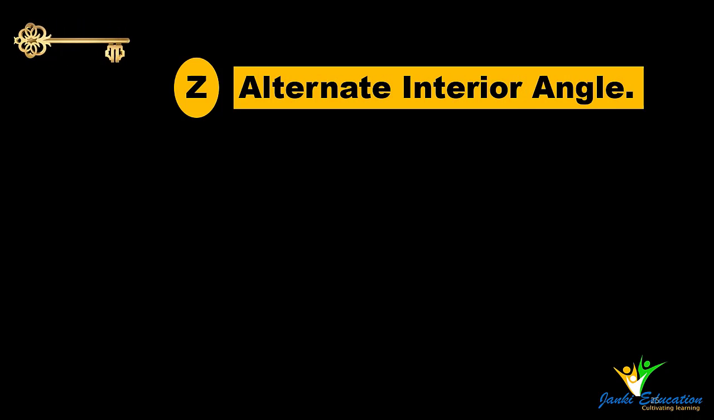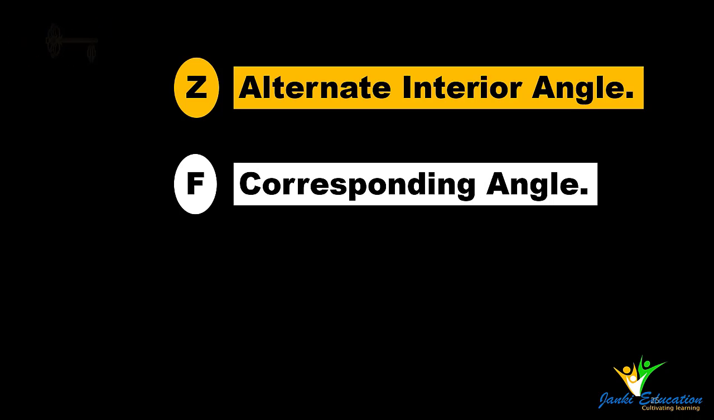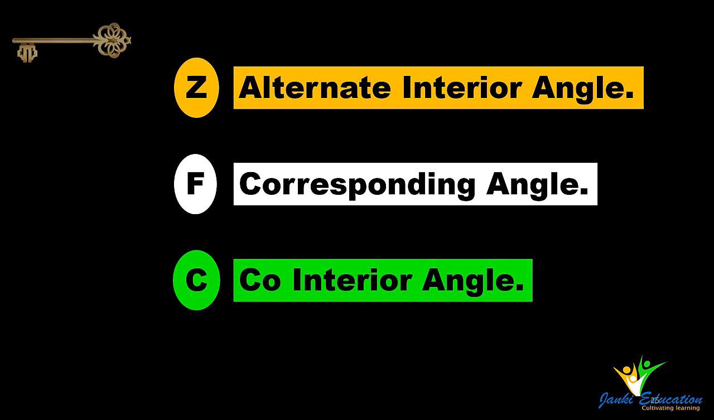Please keep that in your mind, that angles formed in Z shape are called alternate interior angle. Angles formed in F shape are called corresponding angle. And angle formed in C shape are called co-interior angle. Correct?